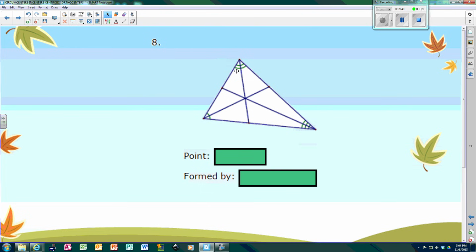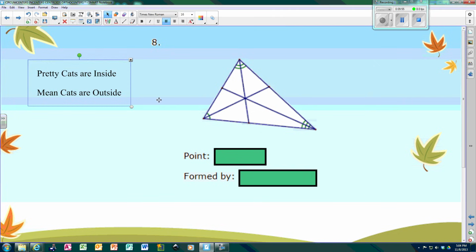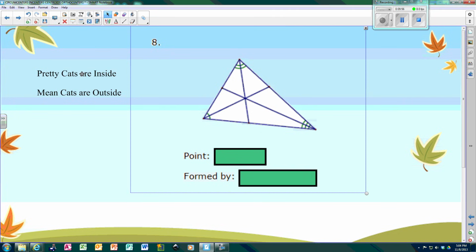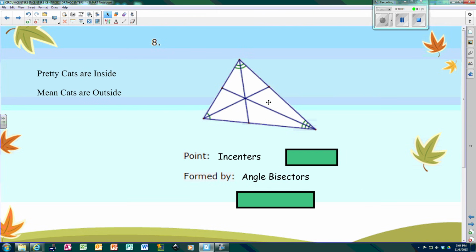Okay, now this one, I just have congruent angles. That's all I have is a bunch of congruent angles. So if I have a bunch of congruent angles, then I must have an angle bisector. And since I have an angle bisector, that means pretty cats, angle bisector, inside, incenter. And that should be incenter.